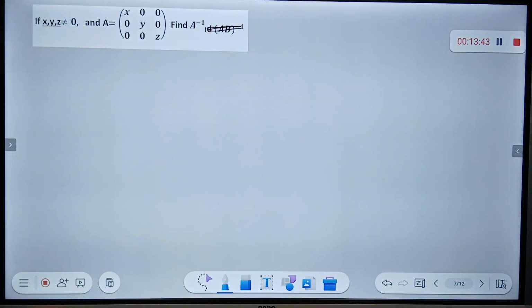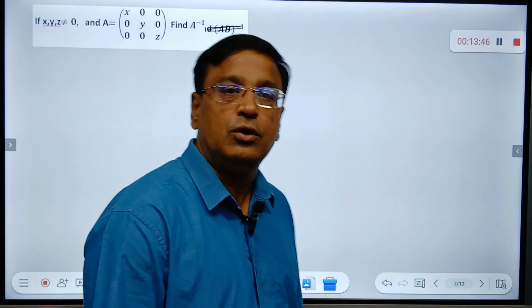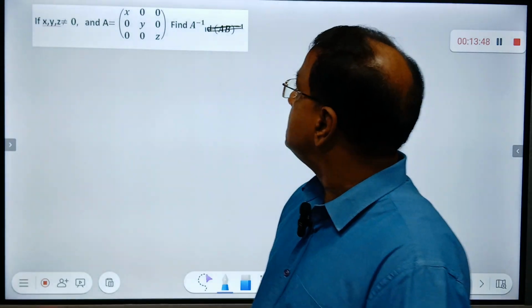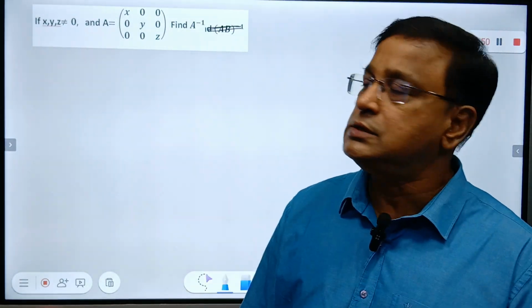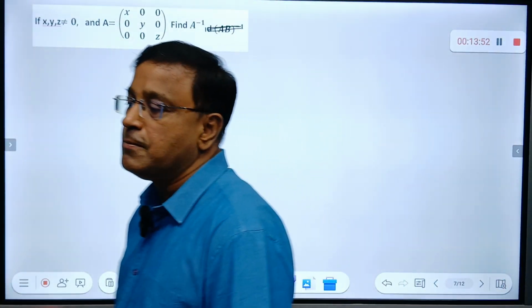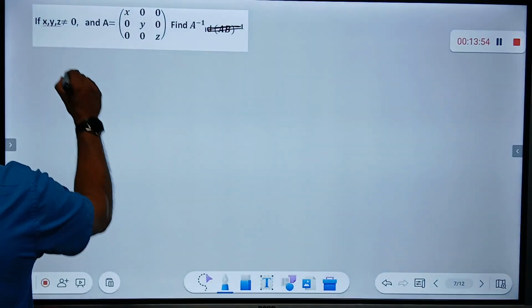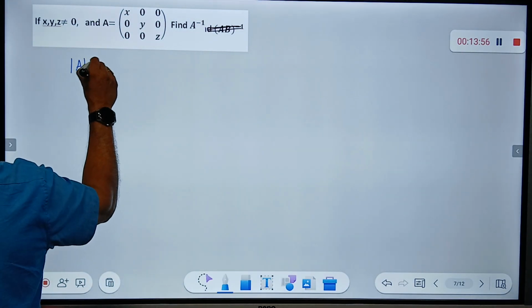Now I have given 3 numbers x, y, z which are all not 0. And I've given a matrix A. I want to find A inverse. This is an NCERT miscellaneous exercise question. So my first job is to find determinant of A. So what is determinant of A?